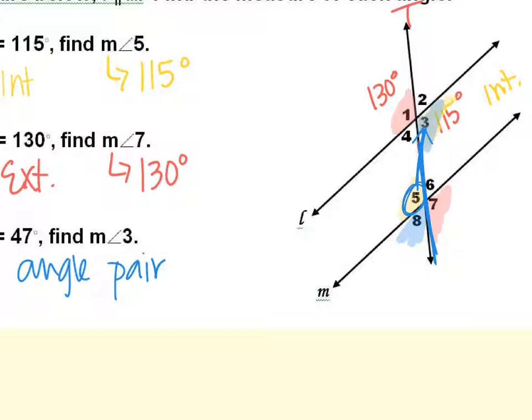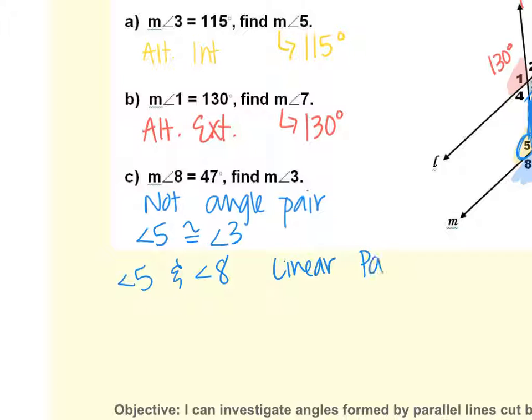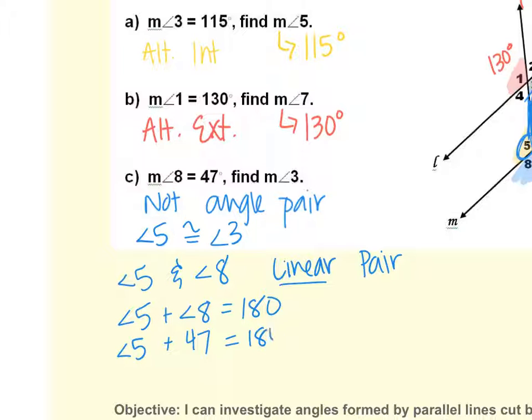Now, if you notice, that transversal makes a straight line. So 5 and 8, we know angle 5 is congruent to angle 3. Angle 5 and angle 8 make a linear pair because they are on a line together. So angle 5 and angle 8 would add to 180 because lines add to 180. So if measure 8 is 47, I could plug that in and solve.